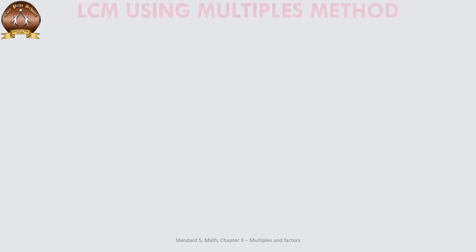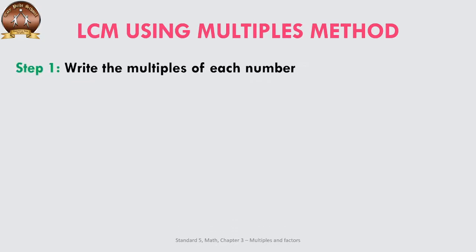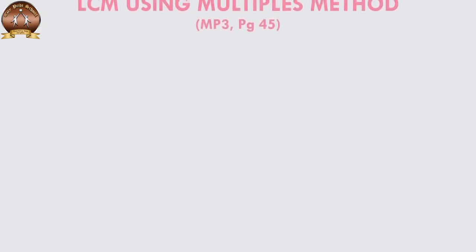So moving on to the first method, that is LCM using the multiples method. Step 1 in this is to write the multiples of each number for which we have to find the LCM. We keep on finding the multiples of the numbers till we get a common one. The least multiple which is common for two or more numbers is the LCM. So we keep on finding, and when we get the common multiples, out of the common multiples we select the least common one, the smallest multiple.